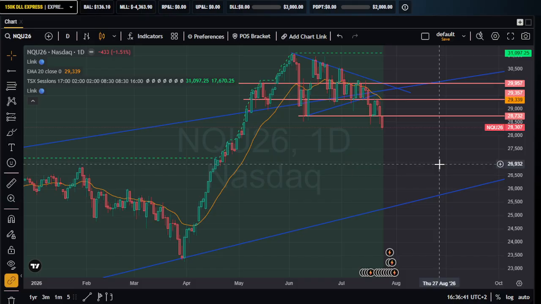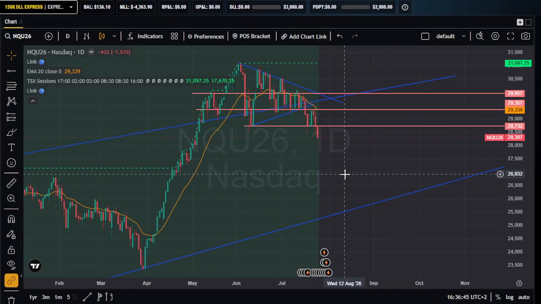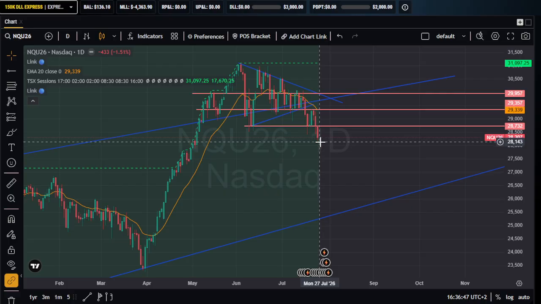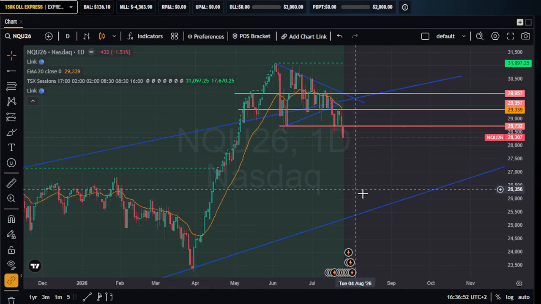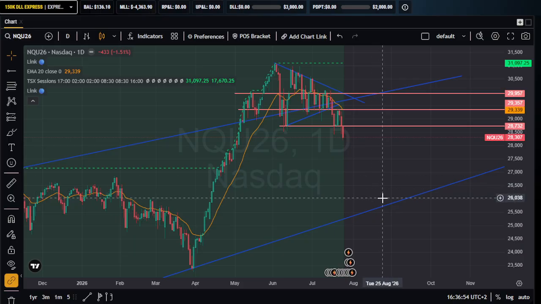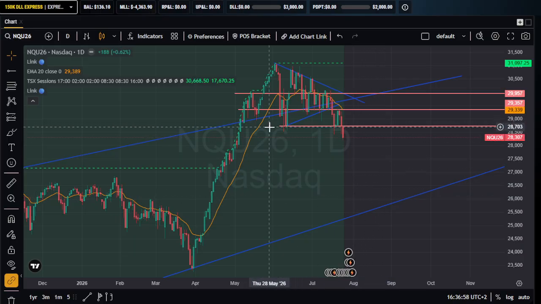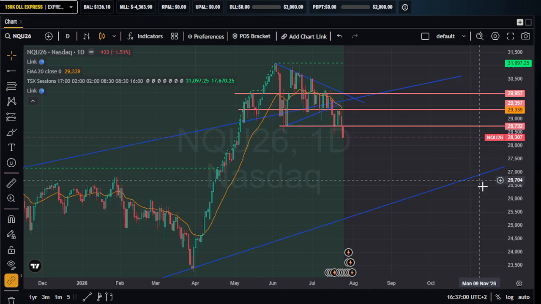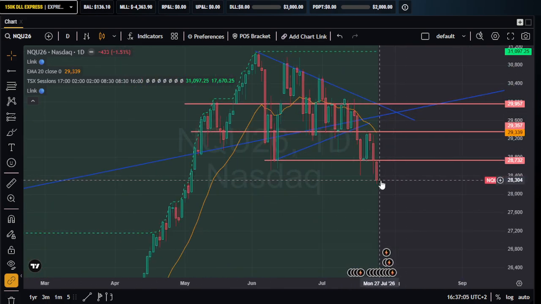Well, what's a possible scenario? It could go down here to the bottom of the channel, and it can do it in many different ways. Since we broke down off this level here, there could also be people aggressively buying this bear bar, and we get up tomorrow like there or there, just raise up.